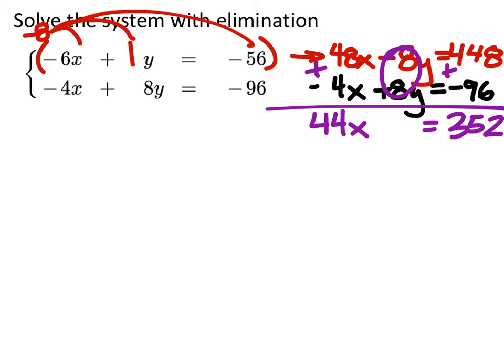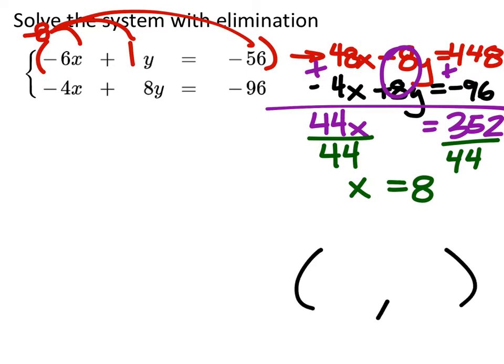Now we'll divide both sides by 44 so that we can get the x by itself. And 352 divided by 44 is 8. That's what I got. So that gives us part of our ordered pair. X is 8. All right, x is 8.